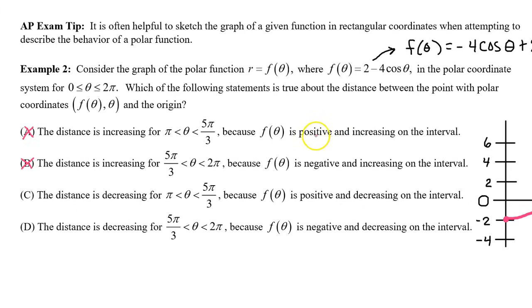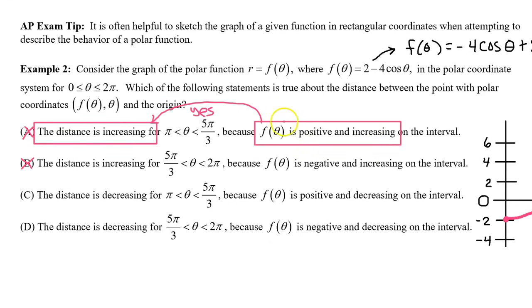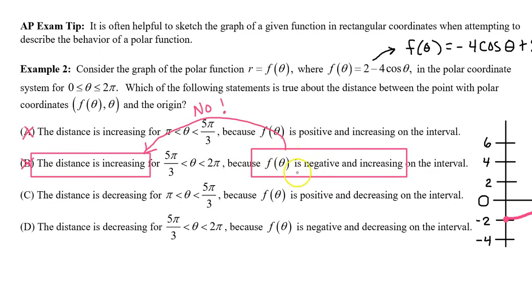So positive and increasing. Do you hear how those sort of sound the same? So this part of option A made sense. If f is positive and increasing, the distance from the origin is increasing, just not on this particular interval. But if f is negative and increasing, the distance would be decreasing, not increasing.